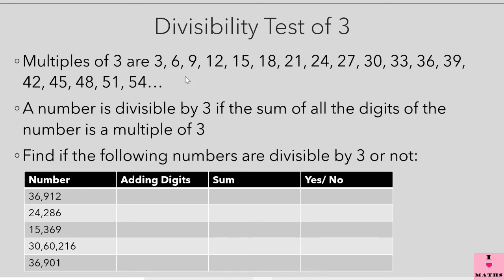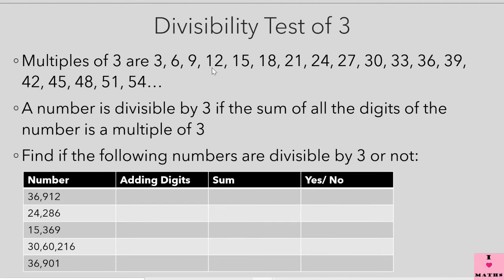Okay, now children, I'll just tell you what to do. Add the digits of the multiples, like 12. Add 1 plus 2. 1 plus 2 is 3. And 3 comes in the table of 3. Here 15. 1 plus 5 is 6. 6 also comes in the table of 3. 1 plus 8 is 9. 9 also comes in the table of 3. 2 plus 1 is 3. 3 comes in the table of 3.